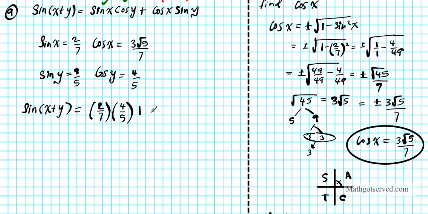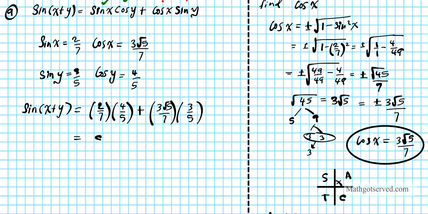plus cosine x, which is 3 root 5 over 7, times sine y, which is 3 over 5. All right? So multiply the fractions across, numerator with numerator, denominator with denominator.